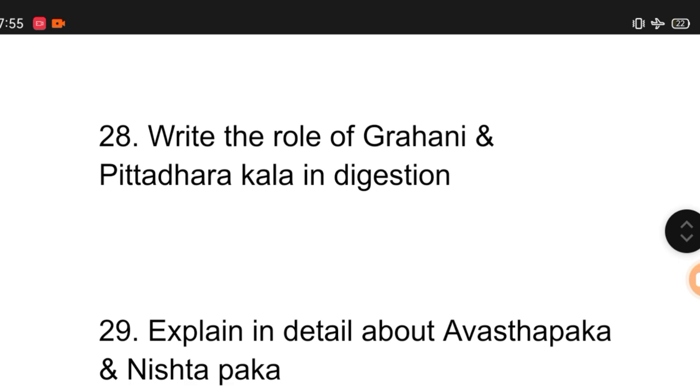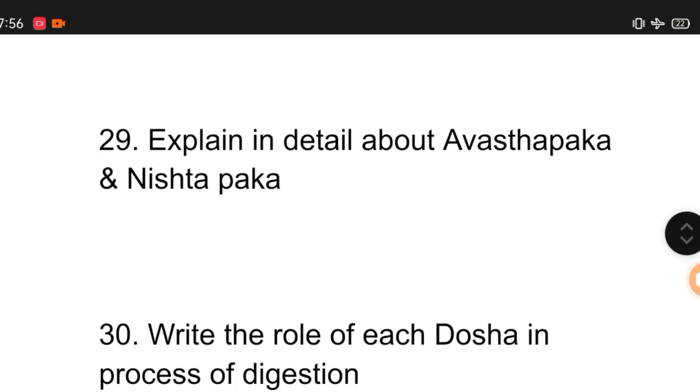Next question, write the role of the Grahani and Pittadhara Kala in digestion. Grahani means duodenum and Pittadhara Kala is one of the Saptakala. How it performs the role in digestion you have to write, or you can also write the modern correlation.